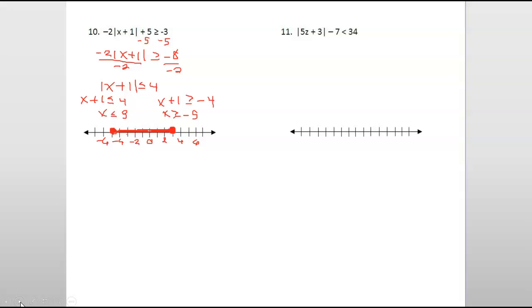Okay. In 11, you're going to add that 7 to both sides to start. So you have 5z plus 3 less than 41. So again, it's an "and". So you get 5z plus 3 less than 41 and 5z plus 3 greater than -41.